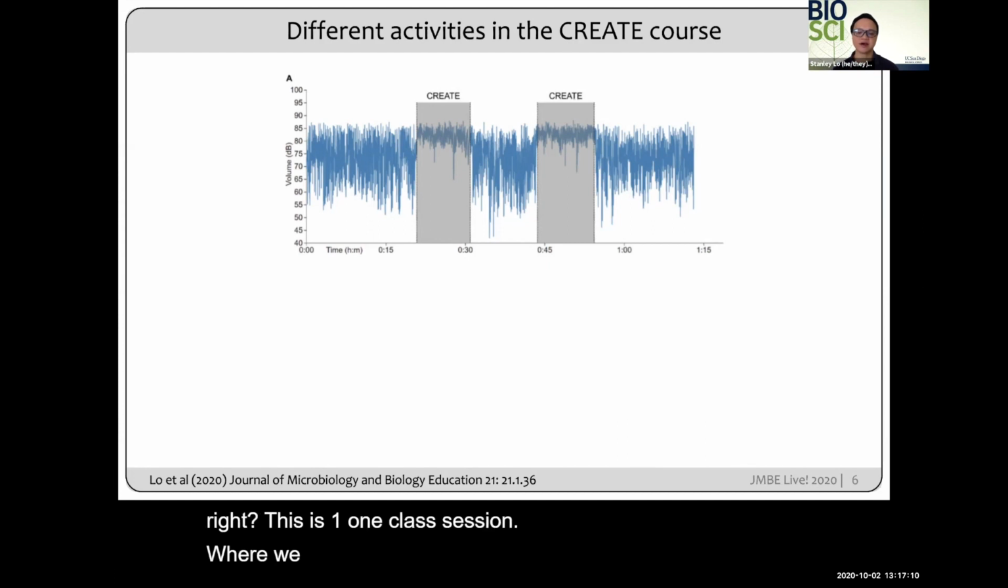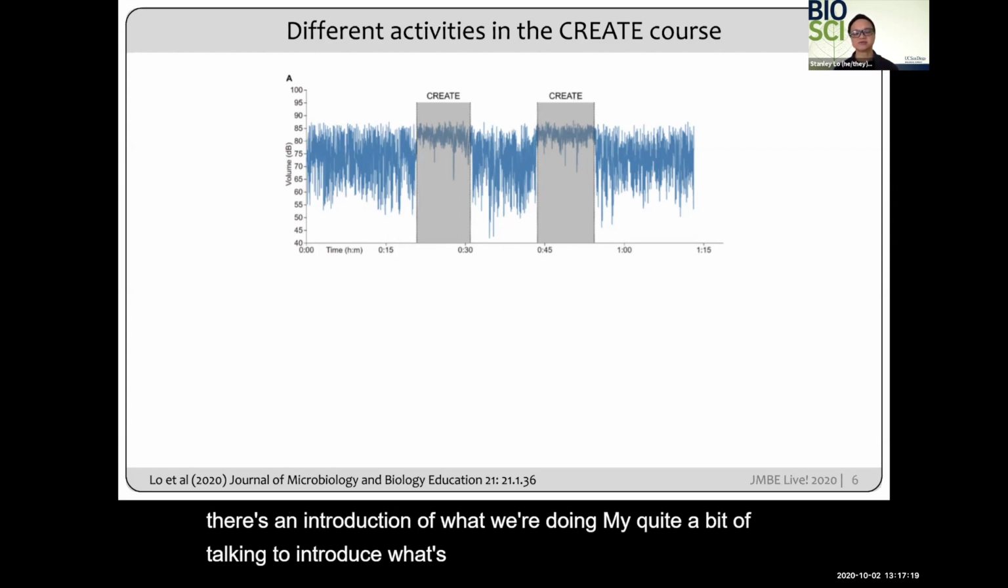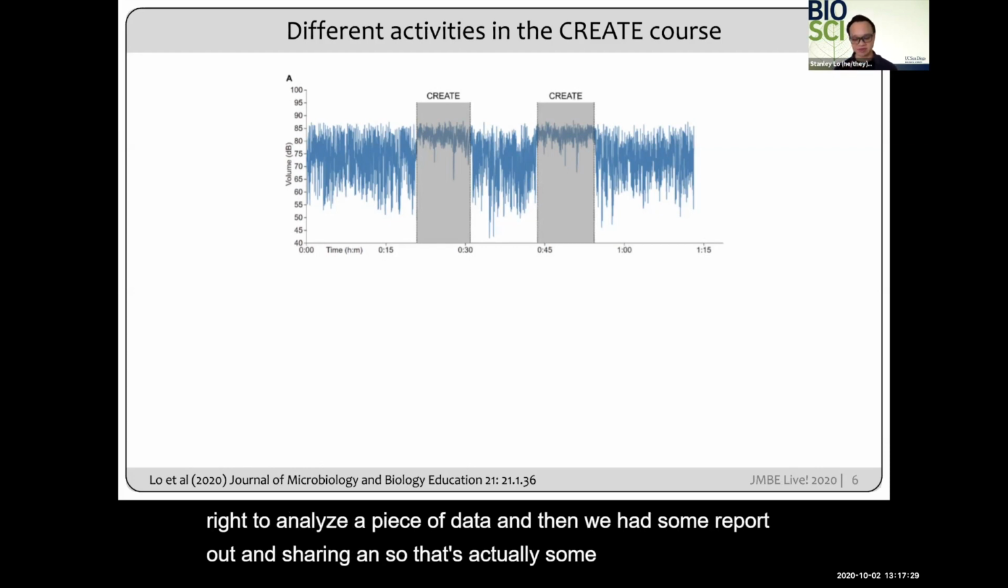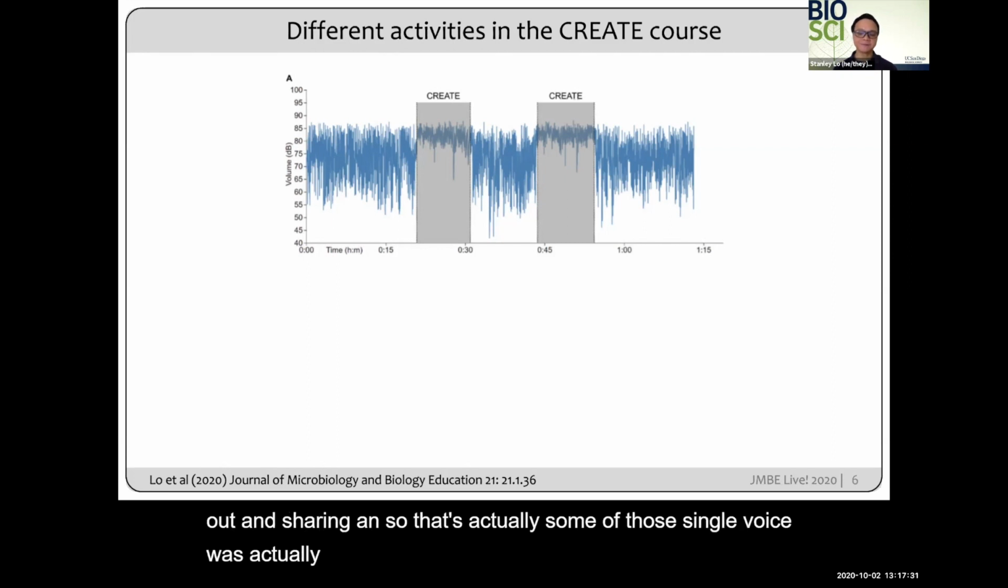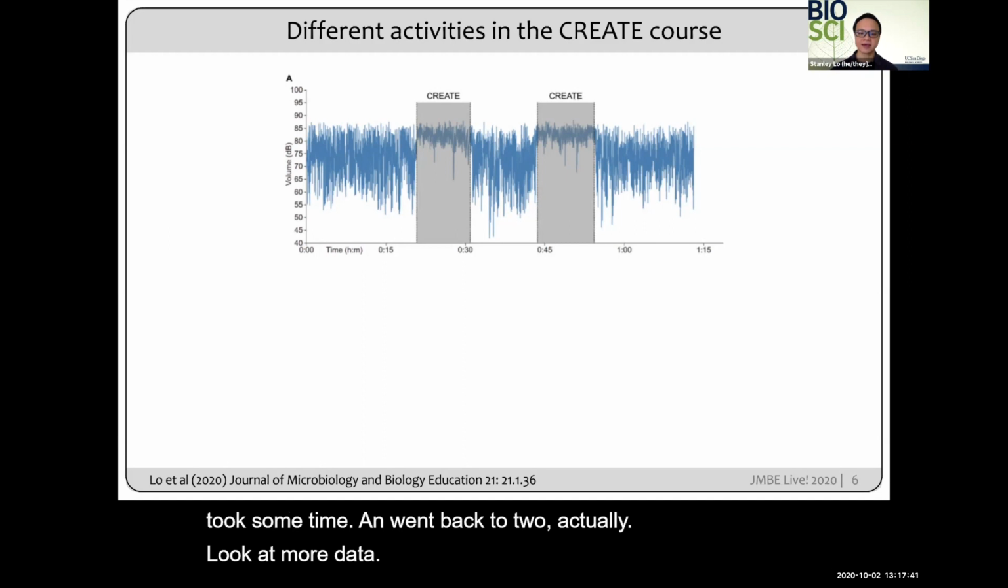So in this particular class, this is one class session where we spent a lot of time focusing on data analysis. There's an introduction of what we're doing. I did quite a bit of talking to introduce what's going on for the day. Students dived right in to analyze a piece of data. And then we had some report out and sharing. So some of those single voice segments were individual students talking as well. And then we took some time and went back to look at more data. And then there's a summary lecture after that.